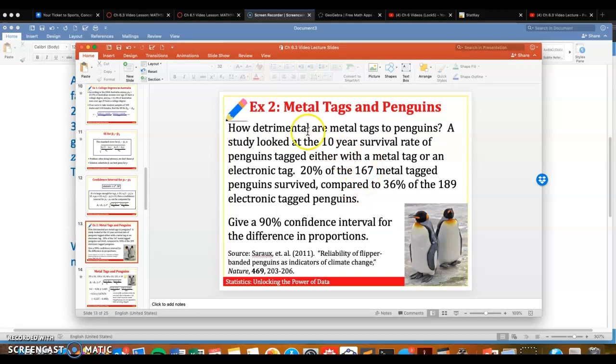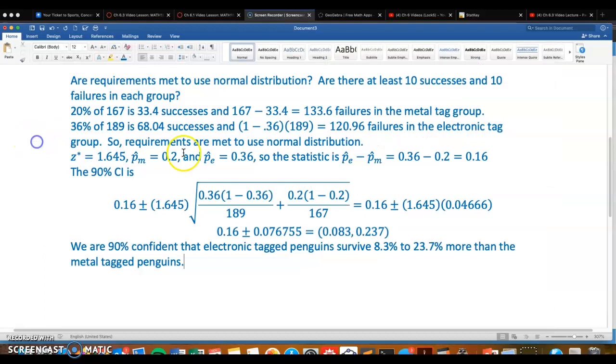All right, in the last video, we went through example 2, how detrimental are metal tags to penguins. We looked at a 10-year survival rate. There 20% of 162 metal tag penguins survived, whereas a much higher 36% of 189 electronic tag penguins survived. So we went through the formula. We checked to make sure that we had at least 10 successes and failures in each group, which we do. So we can use normal distribution.